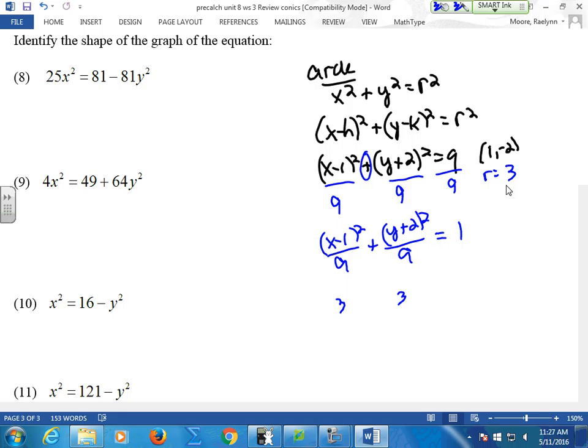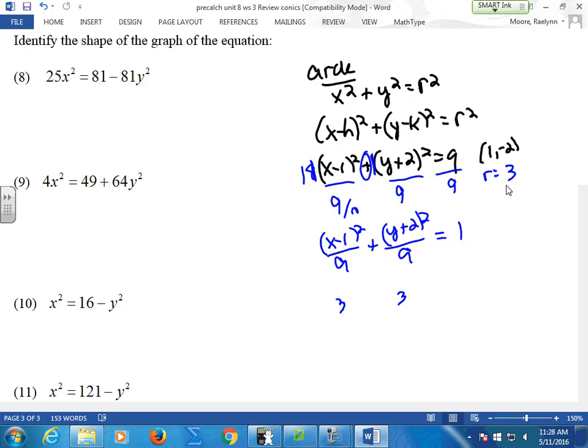So what tells me that this is a circle is the coefficient right here. If both of those coefficients are the same, it's a circle. If they're different, it's an ellipse. Agree? Because if this said 18 and this said 1, they're not the same. So when I divide by 9, I'd have to bring this down and make it a fraction, but it would not be the same. That would be an ellipse.